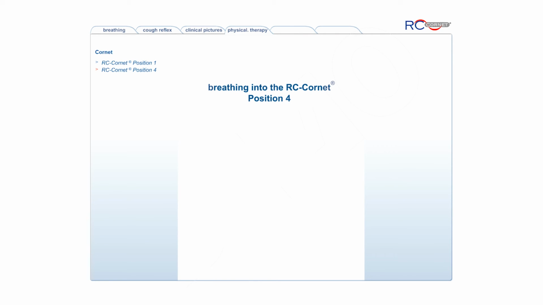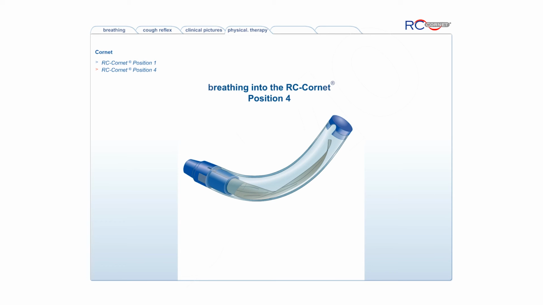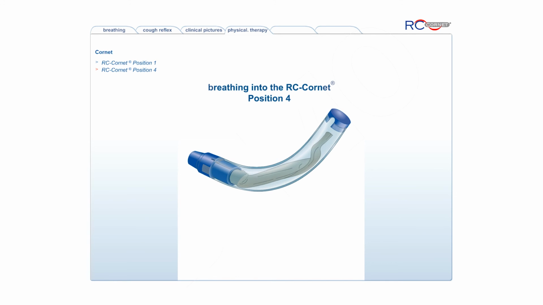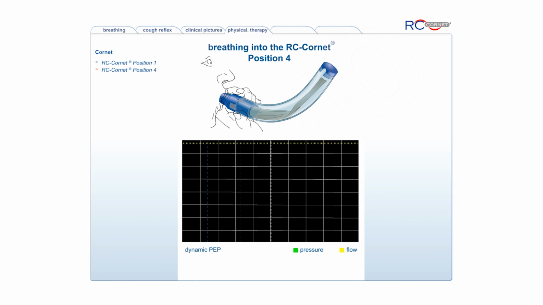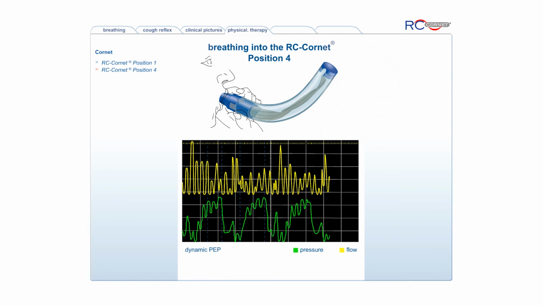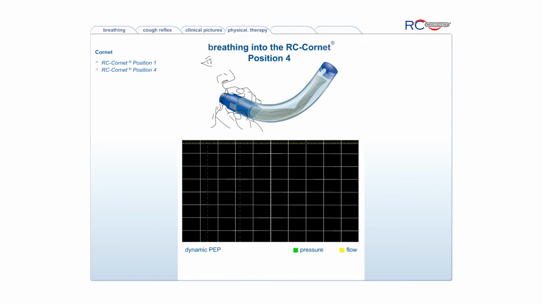Physical therapy, RC-Cornet, position 4. In positions 3 and 4, the valve hose in the RC-Cornet revolves around its own axis. The pressure rises from 0 to a maximum and then suddenly drops off. In this position, the valve hose must overcome significant friction. Therefore, the pressure increase is slow, but the pressure drop is abrupt. See also the double oscilloscope recording.